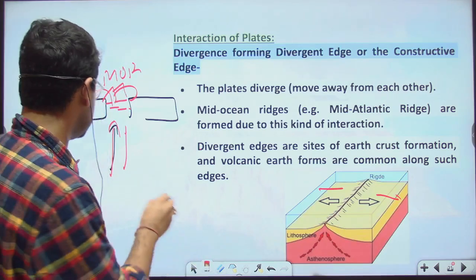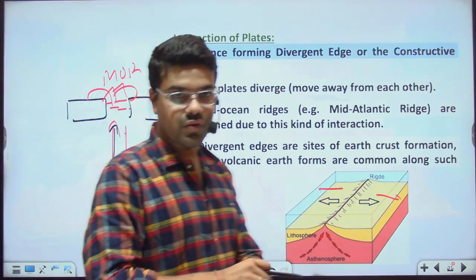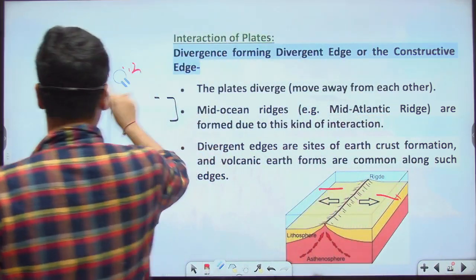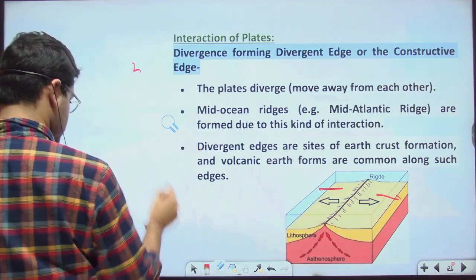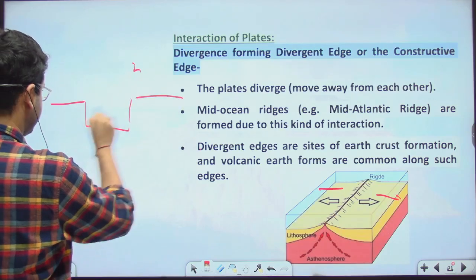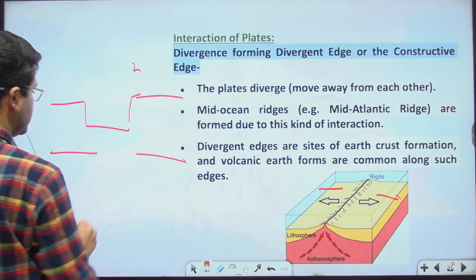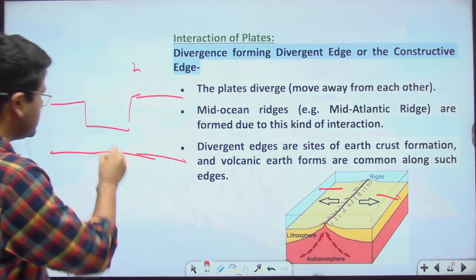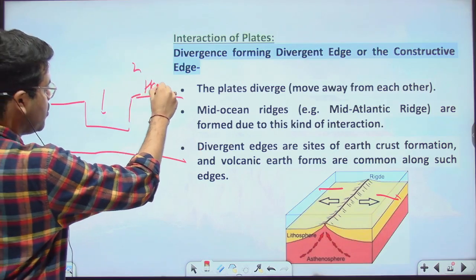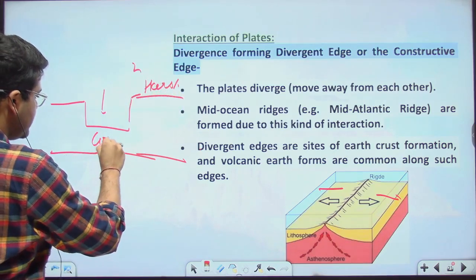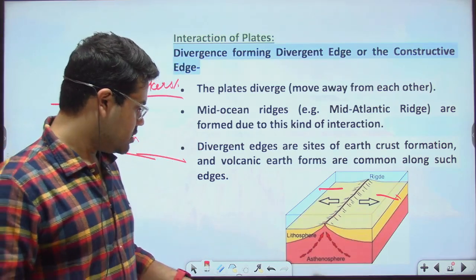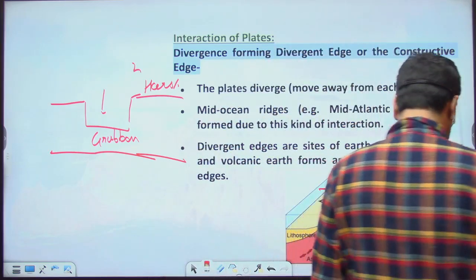Okay, the structure is similar. The structure is very similar to like this. These are the blocks. Okay, these are the blocks. The part which subsides down is said to be graben, and the upper part is said to be horst. Okay, the mountains would be dealt in a separate lecture. It is a 1 to 1.5 hour session.